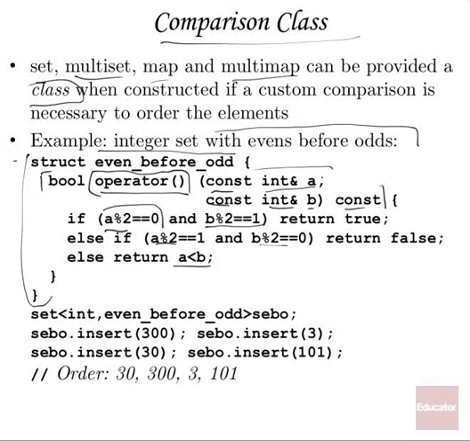So here we're defining an integer set, and we're going to use even before odd as our comparison class. I call it CBO because it's for set even before odd. We will insert into the set 300, 3, 30, and 101. It will order that set according to even before odd. All the even numbers will come first, all the odd numbers second. So we'll have 30, 300, 3, 101. Like I say, it's a peculiar ordering, but there are all sorts of other orderings that you might like.